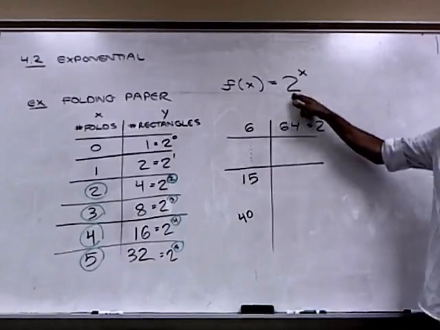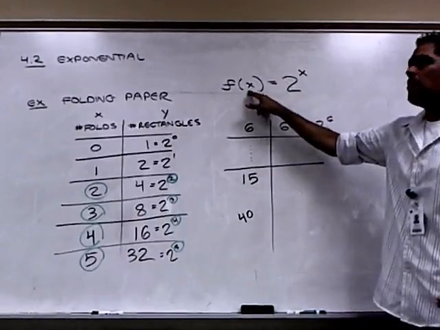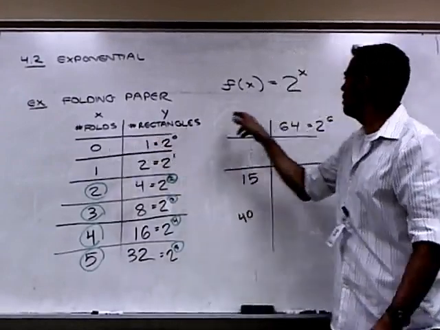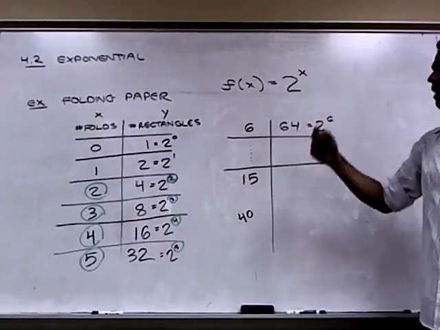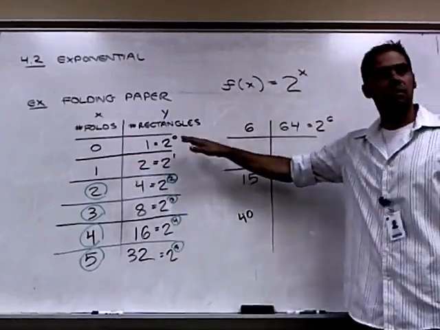The 2 always stays the same. The exponent is the thing that changes. If I want to know what 2 to the 0 is, I plug 0 in here, I get 1. If I want to know what 2 to the 1 is, right, I plug in 1, 2 to the 1 is 2, so on and so forth.